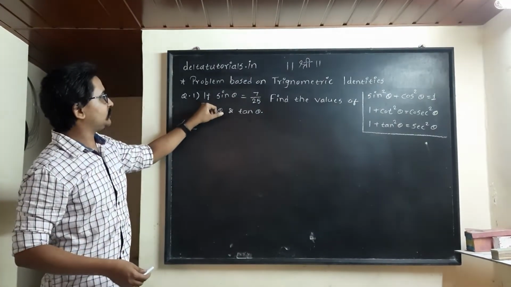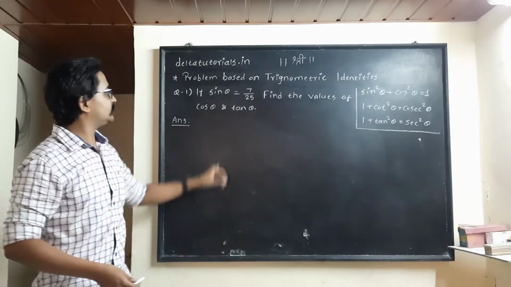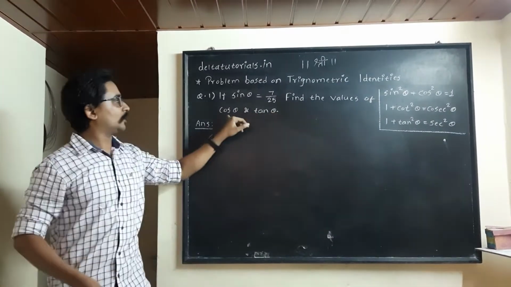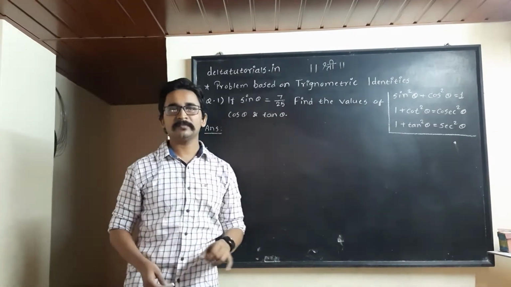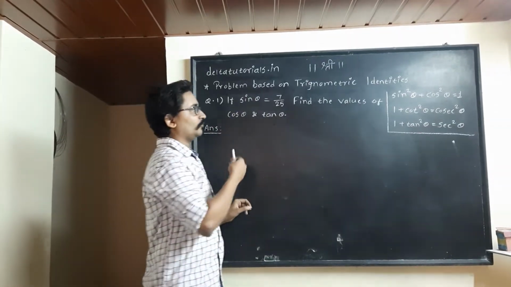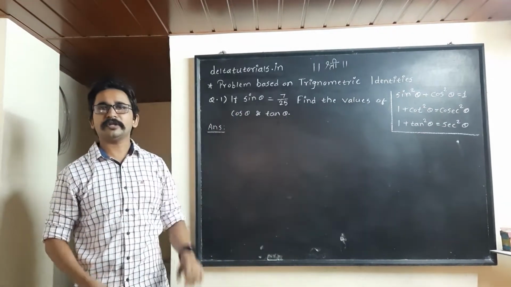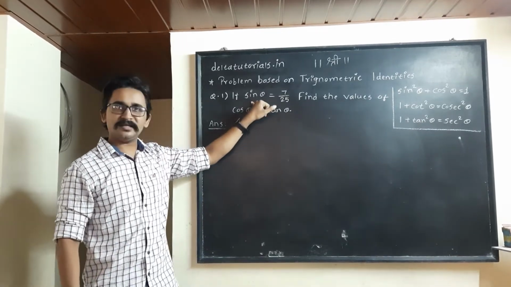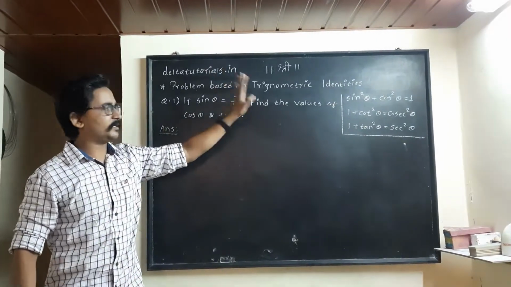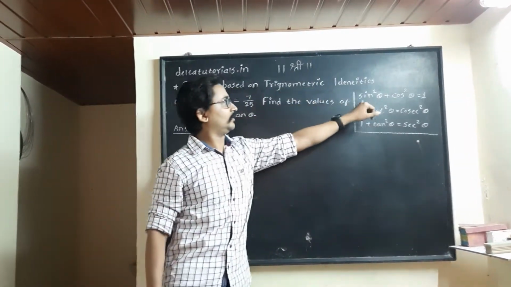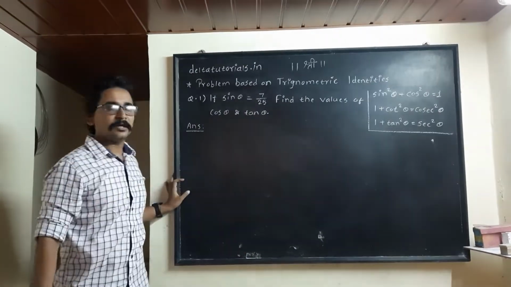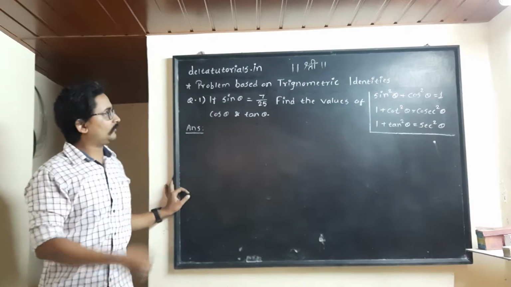The question is given as: if sin theta is equal to 7 upon 25, then find the values of cos theta and tan theta. See friends, we have already been given the value of sin theta. So whenever we are solving problems with respect to trigonometric identities and sine is given, just look into the identities to see which identity has a sine in it. Here is the first identity where sine is included, so we are going to use the first identity to solve this problem.